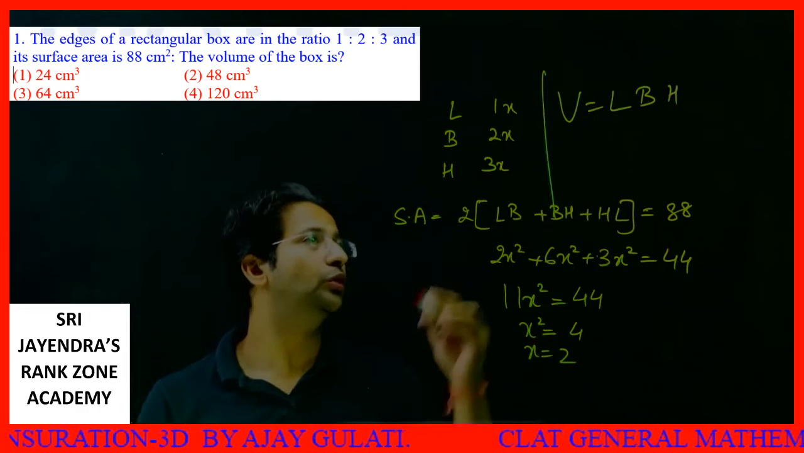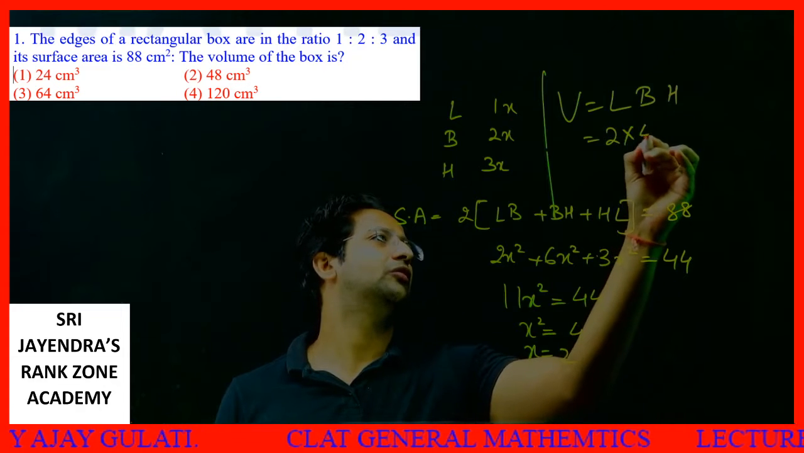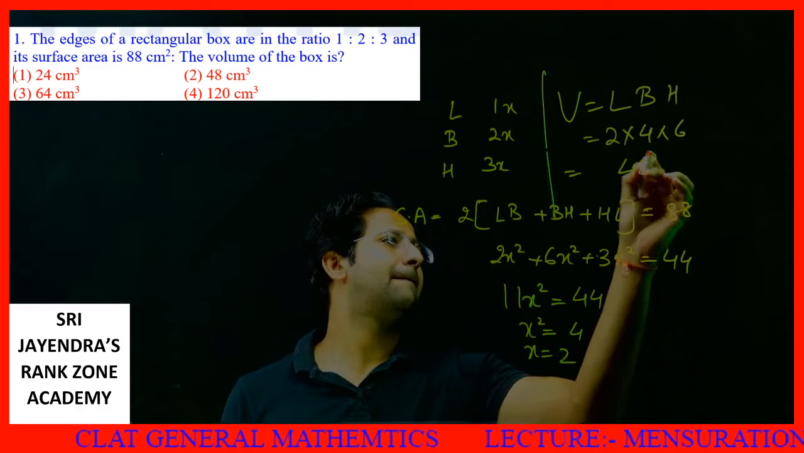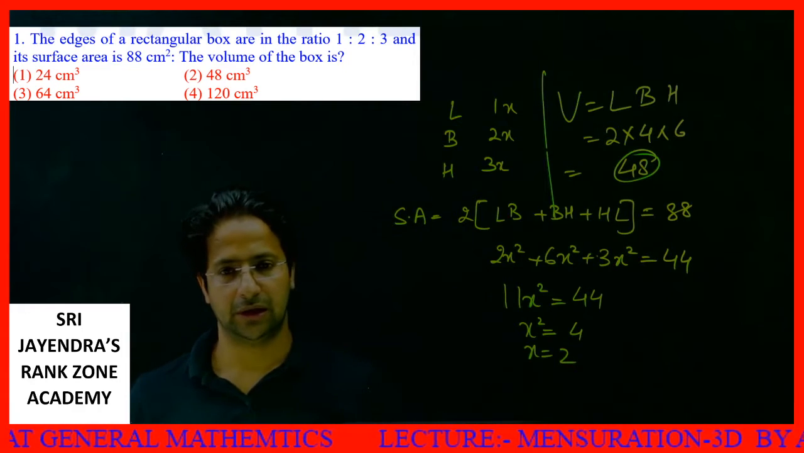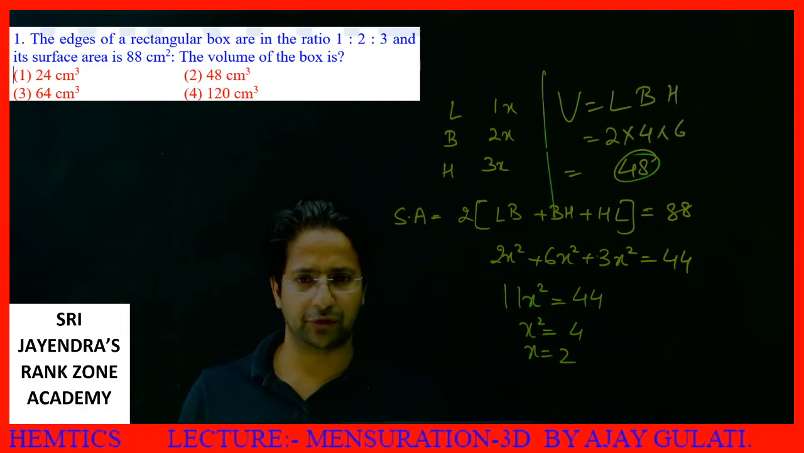Value of x is 2. So this becomes 1x, that is 2. 2x means 4. 3x means 6. 2 into 4, 8. 8 into 6, 48. I hope it makes sense and must be clear to all of you. We should go to the next question, students.